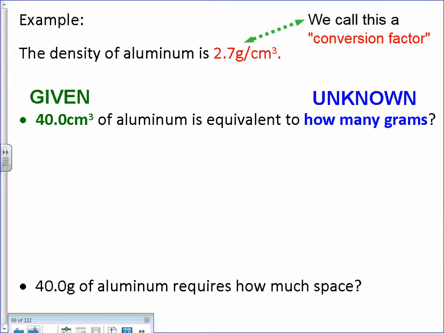So let's start with an easy one with density. In a problem, you are always going to be given a conversion factor. You just have to hunt for it.